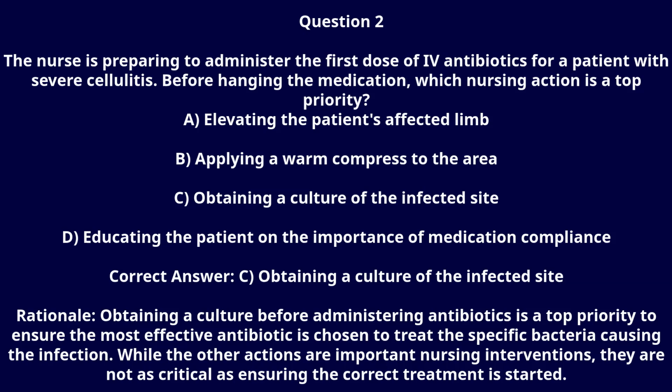Correct answer C. Obtaining a culture of the infected site. Rationale. Obtaining a culture before administering antibiotics is a top priority to ensure the most effective antibiotic is chosen to treat the specific bacteria causing the infection. While the other actions are important nursing interventions, they are not as critical as ensuring the correct treatment is started.